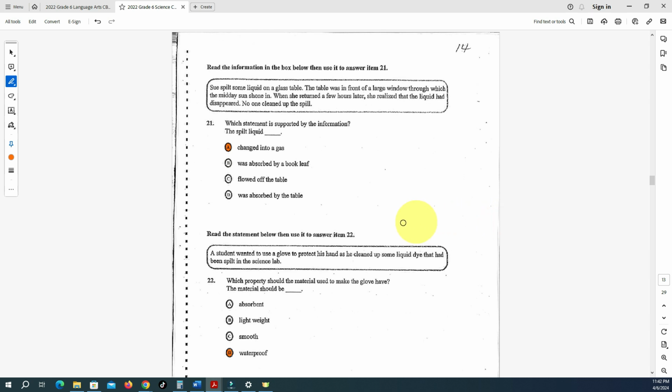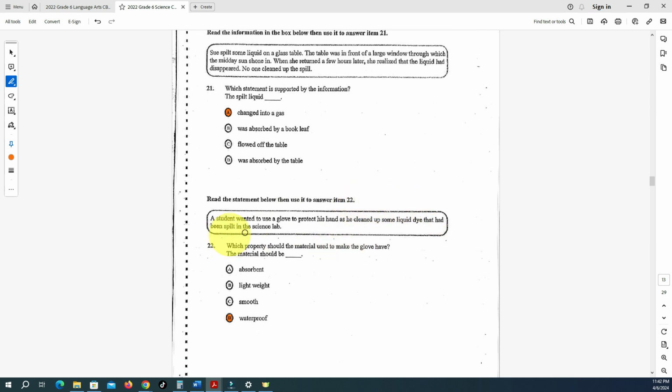Right. So read the statement below, then use it to answer item 22. A student wanted to use a glove to protect his hand as he cleaned up some liquid dye that had been spilt in the science lab.